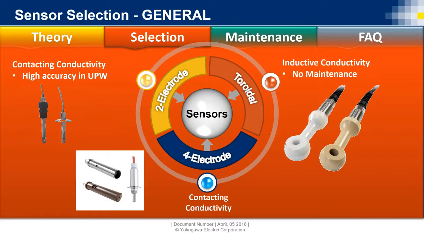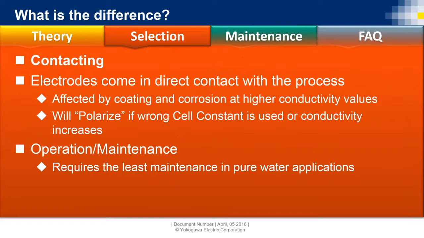With inductive, if anything is over 50 microsiemens and you can put an inductive in, you're going to get virtually no maintenance because it's made of a different material. It's got PEEK and Teflon. So here are just the little differences between contacting and inductive. Again, the contacting sensors physically come in direct contact, so if there's anything that could cause corrosion on your titanium or stainless steel, you're going to have to pay attention to that. You're going to have to change them out.